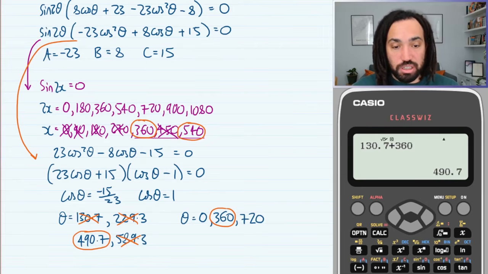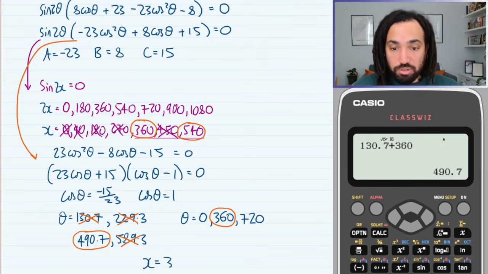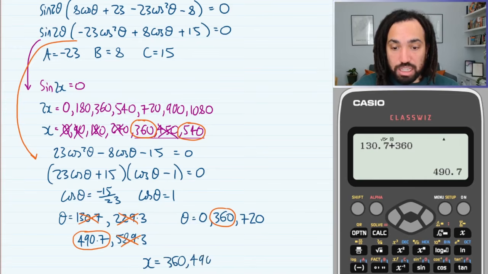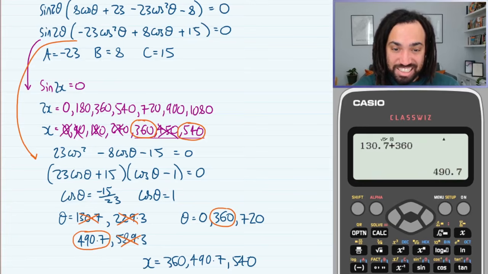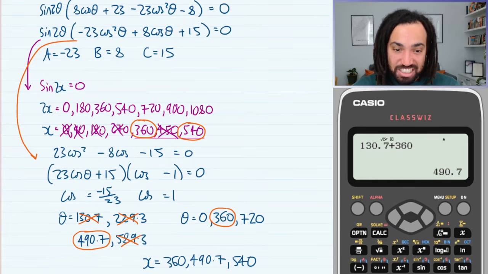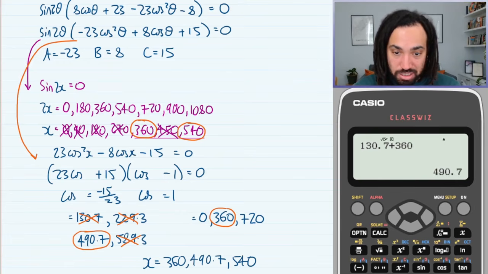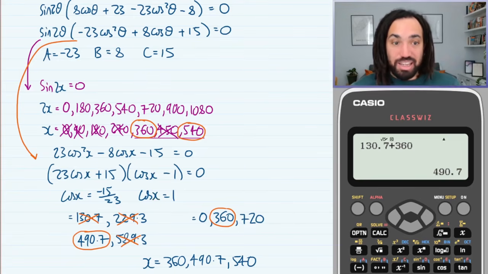Again, I've used theta, but I think it's fine. X is equal to 360, 490.7, and 540. Perfect. Let's just change these to x's because I don't want anyone getting upset with me in the comments that I'm solving the wrong equations. There we go. Everyone's happy. Yay.